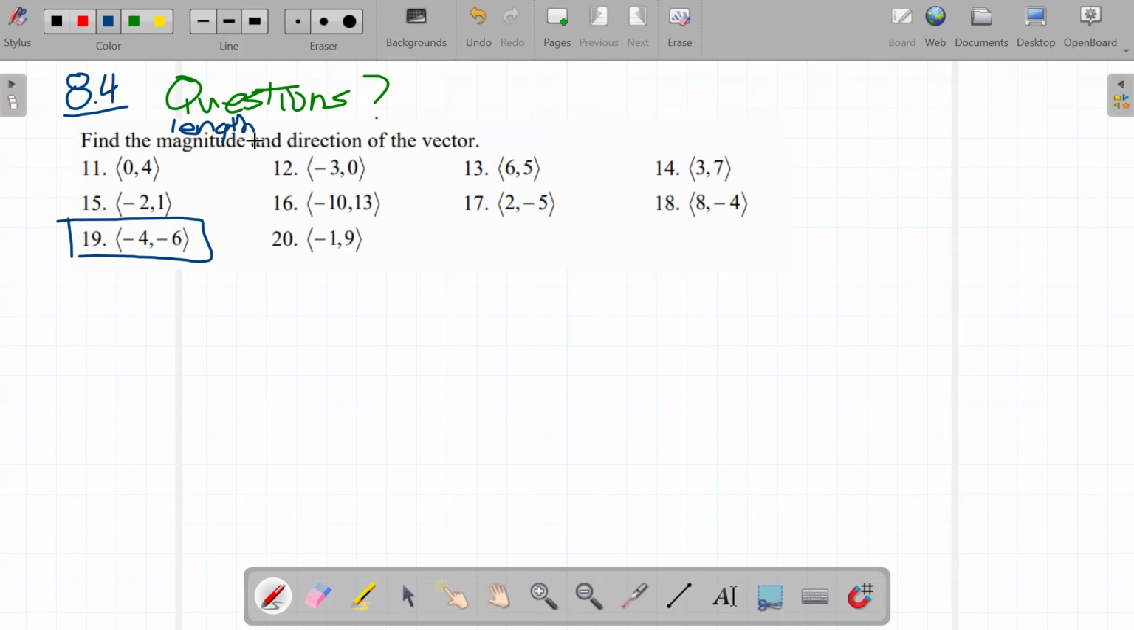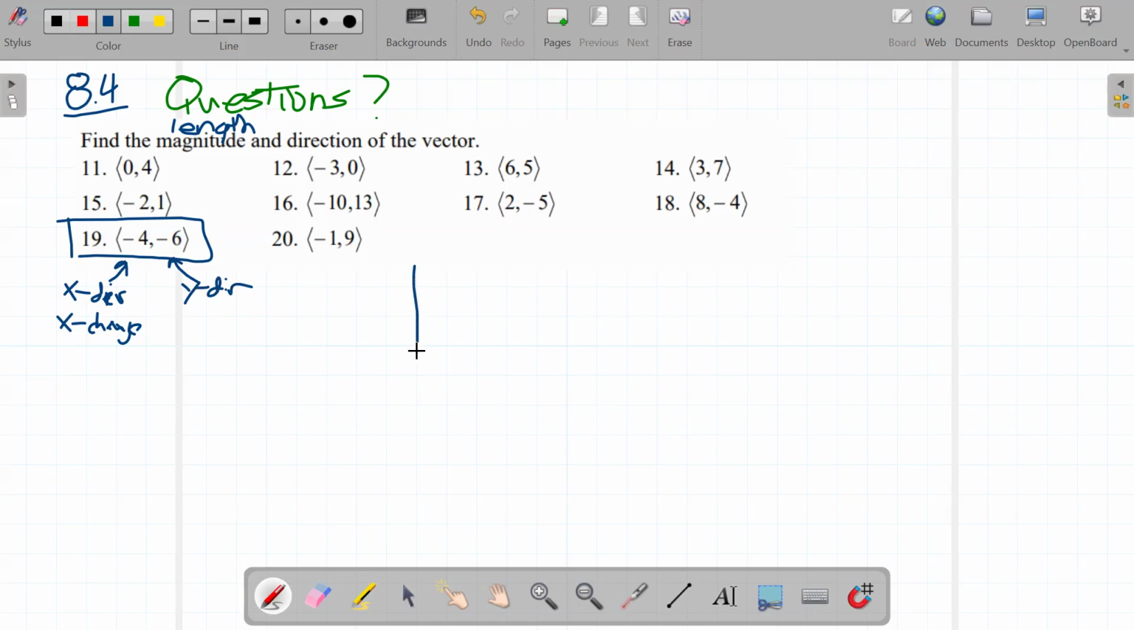A vector is different than a point. So although this is kind of like the point -4, -6, it's really not the point -4, -6. A vector is, again, about magnitude and direction. So the -4 really refers to an x direction or an x change. And similar for the -6, that's really a y direction more than it is a y value.